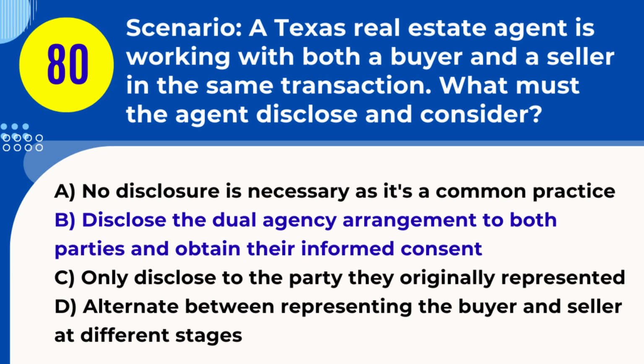Answer: B. Disclose the dual agency arrangement to both parties and obtain their informed consent. Explanation: In Texas, when a real estate agent represents both the buyer and the seller in the same transaction, called dual agency, they must disclose this arrangement to both parties and obtain their informed consent. This disclosure is crucial to ensure transparency and manage potential conflicts of interest.